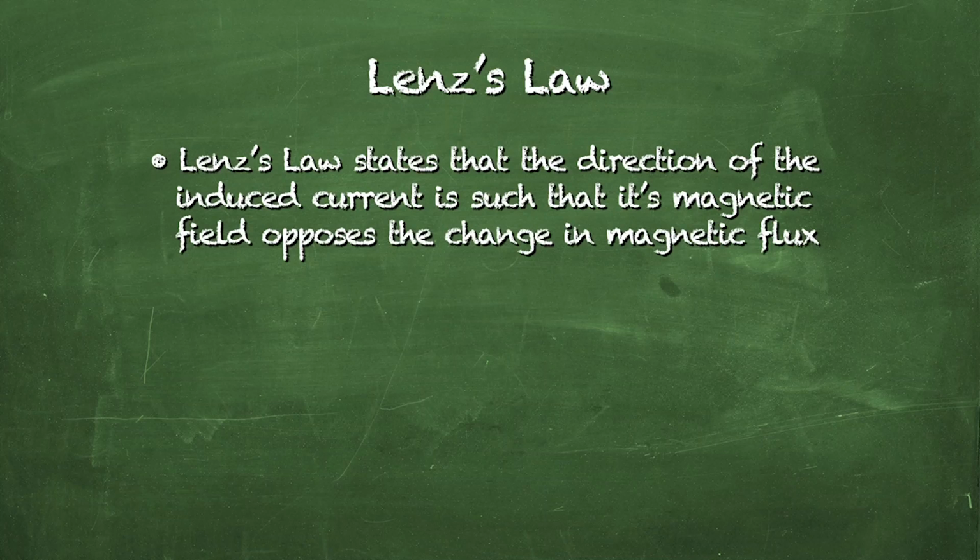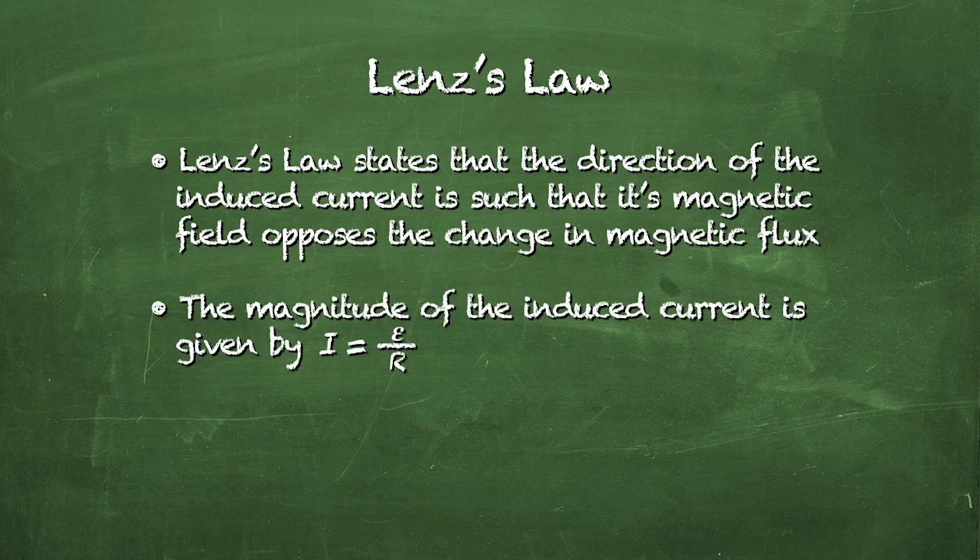Finally, the magnitude of the induced current is given by this equation. The induced current is equal to the electromotive force divided by the resistance, the electrical resistance. That's that letter R. So I is equal to electromotive force divided by R, or resistance. Resistance is measured in units of ohms. We're going to go much more into depth into this later. We're going to go into resistance when we talk about electric circuits.